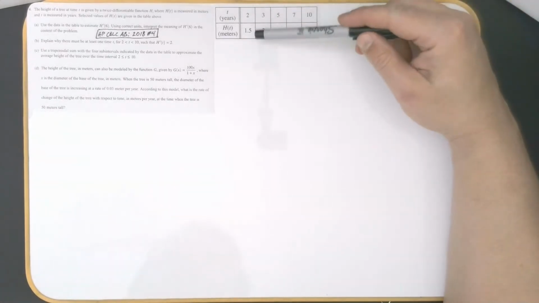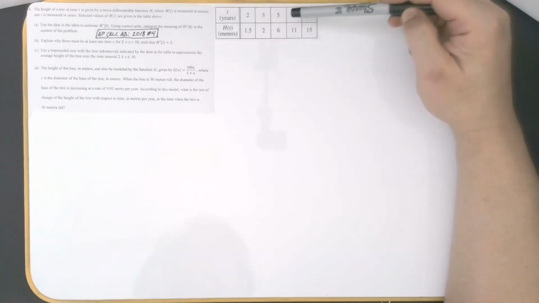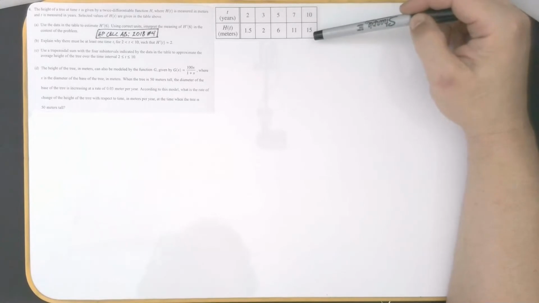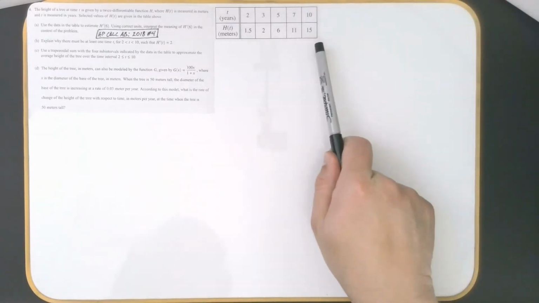So it looks like after 2 years, the tree is 1.5 meters high, and after 3 years it's 2, at 5 it's 6, at 7 years 11 meters, and at 10 years it's 15 meters. So as time goes by, the tree keeps getting taller. That seems pretty straightforward. And so if h is just how tall the tree is, and these are selected values, okay, seems pretty good.